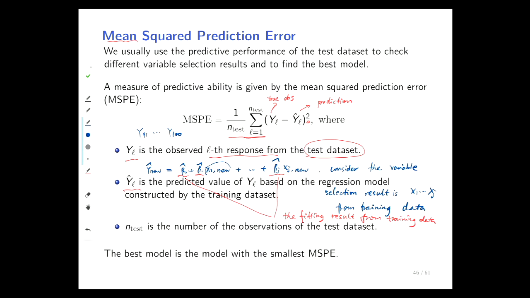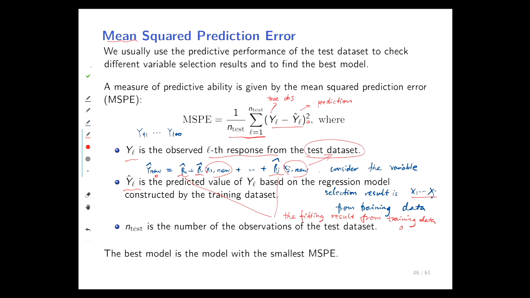But those x new are from the test data set. So that means we use the training data set to get the variable selection and also to get the model fitting, and then we use the model fitting and also the variable selection result to predict the response variable in the test data set. And then we compare the difference between the true value and the prediction and obtain this mean squared prediction error.